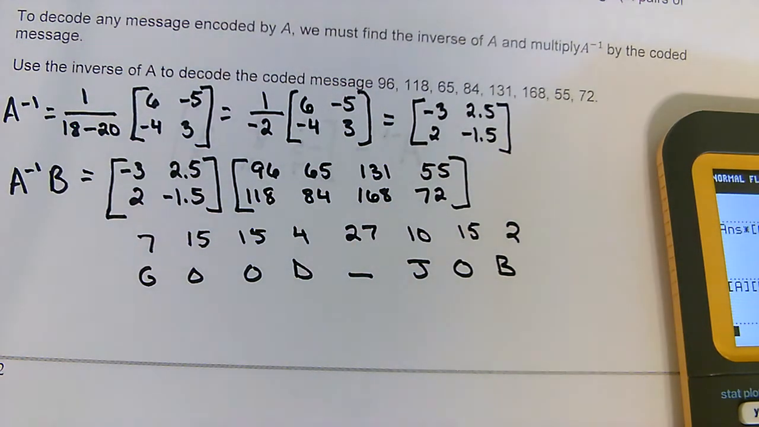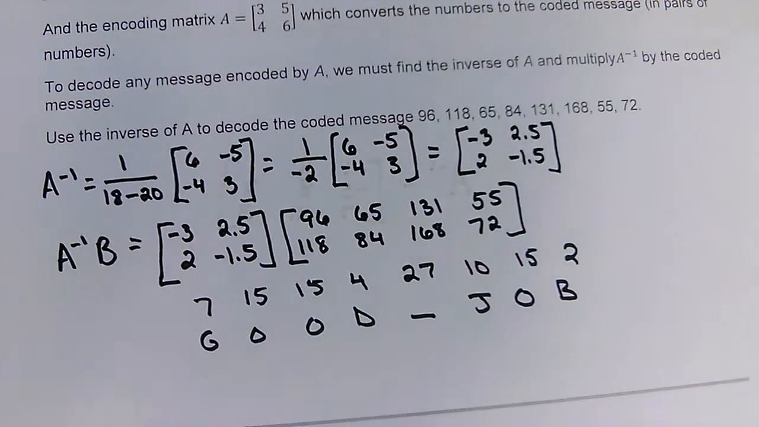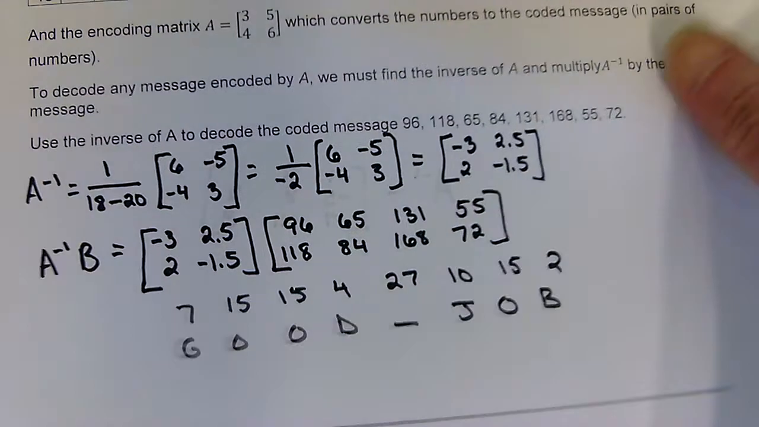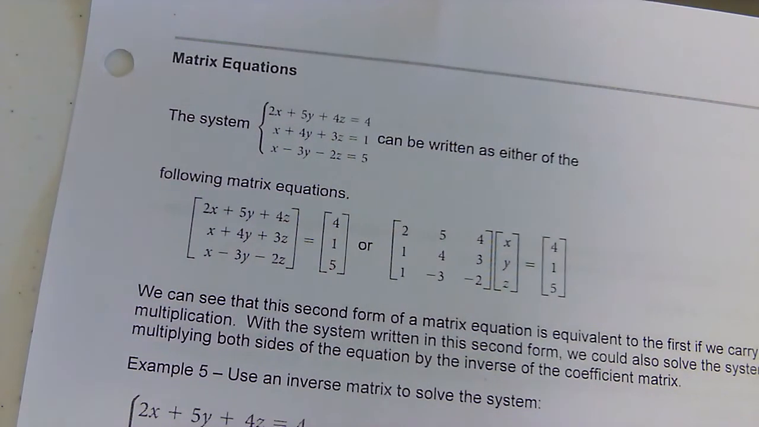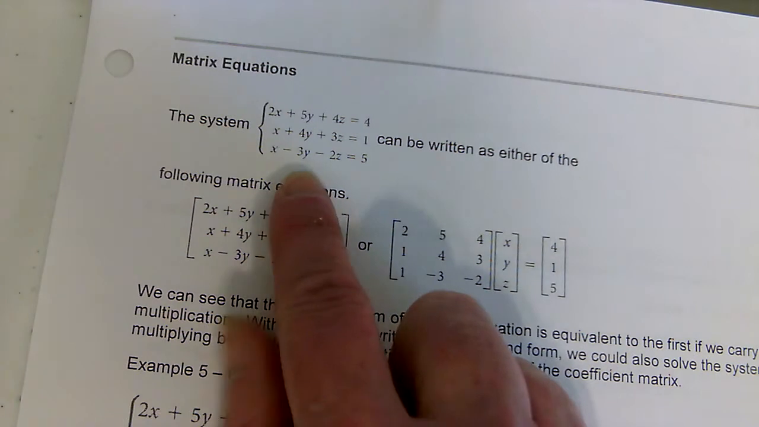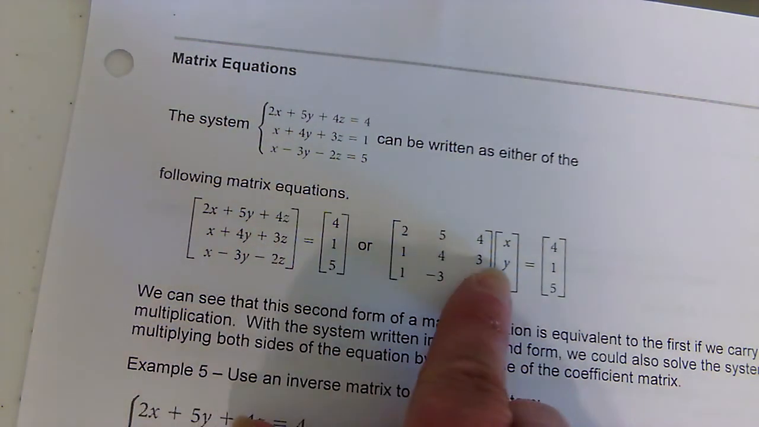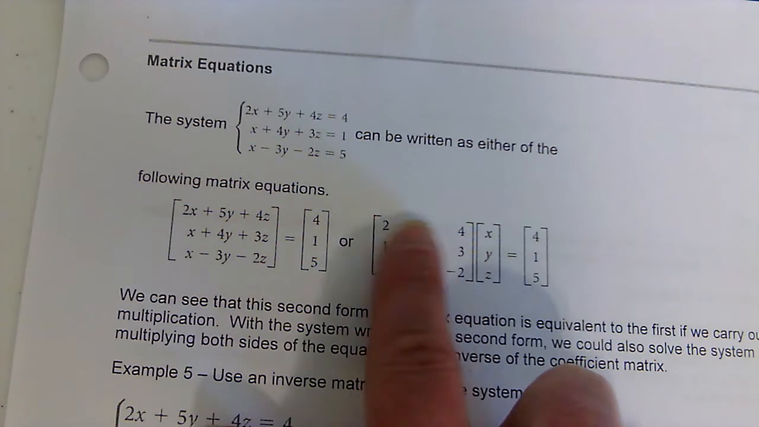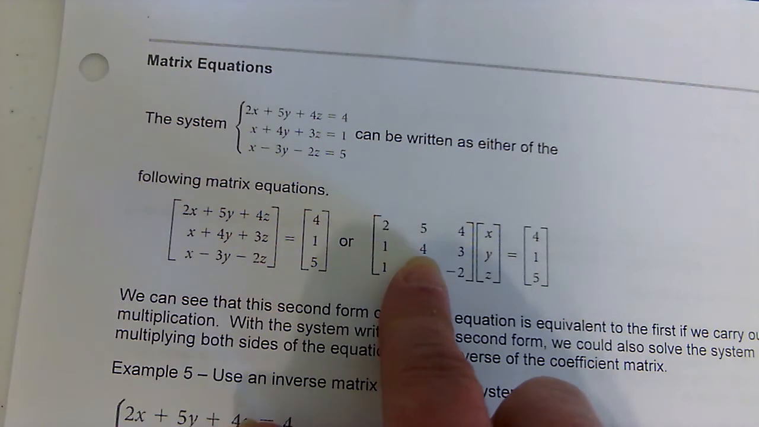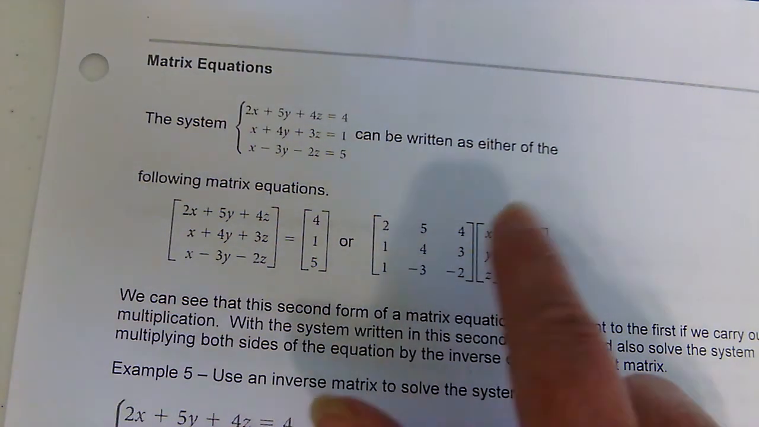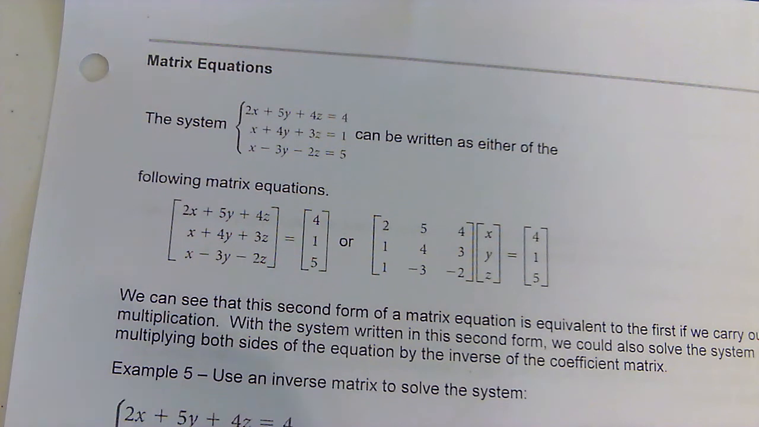Alright, well there's another use for inverses, and that's with equations. So this is another way to solve systems of equations. So let's say we have this system. And we could write it as a matrix equation. These are all the coefficients, these are the variables, and these are the constants.